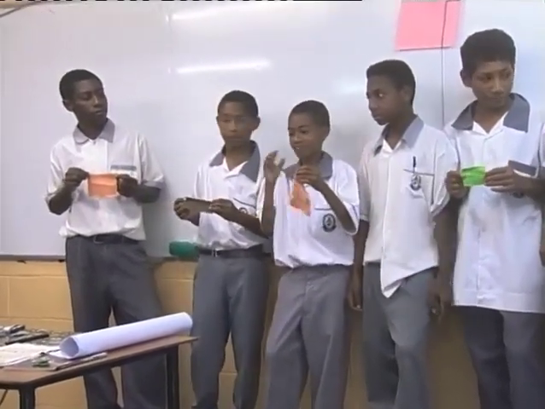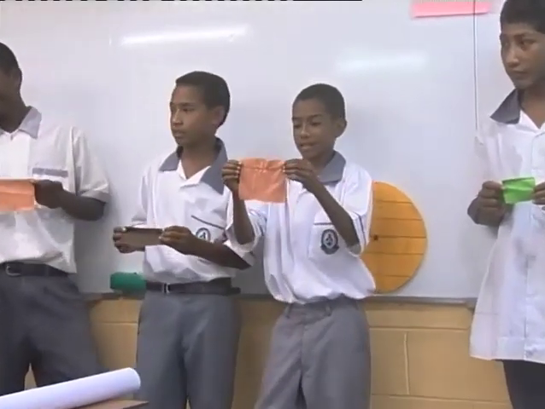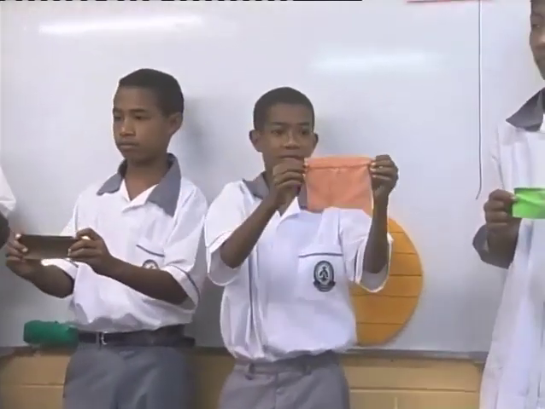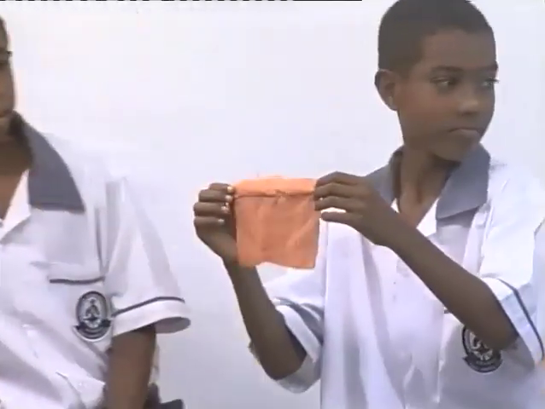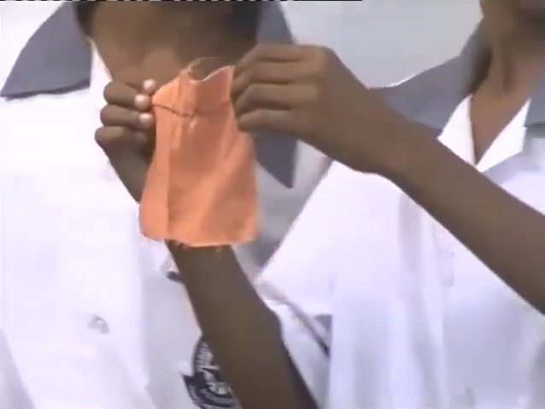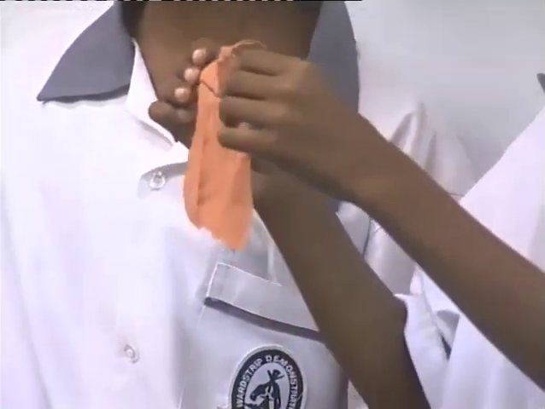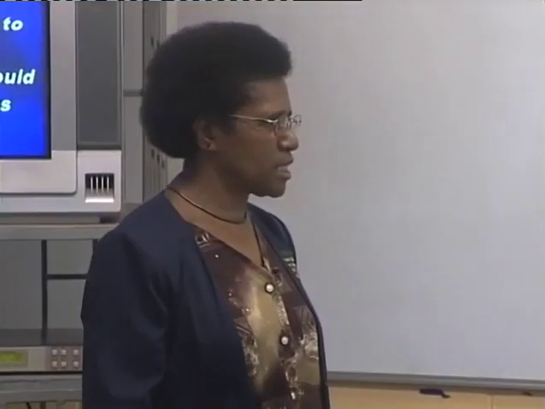Tanabi, where is yours? Hold them up so we see the work you have done. Violet? Okay. Justin? Good. Okay, thank you. If I can have you to move back to your groups.